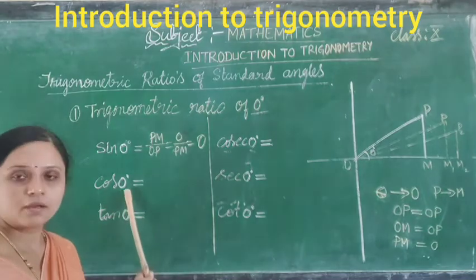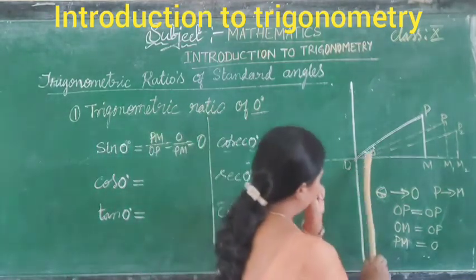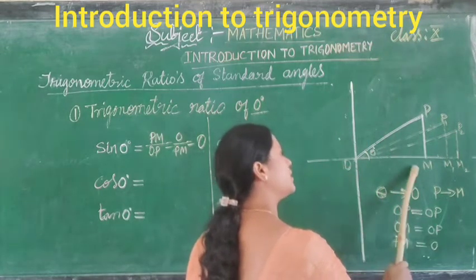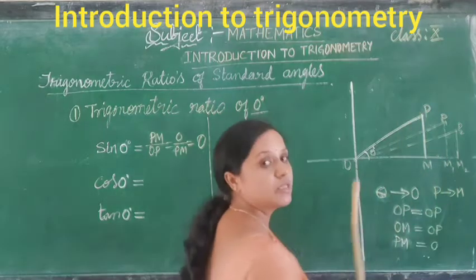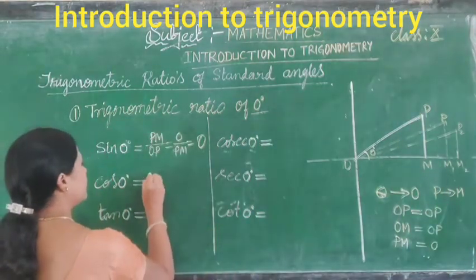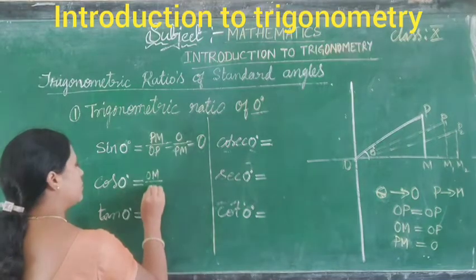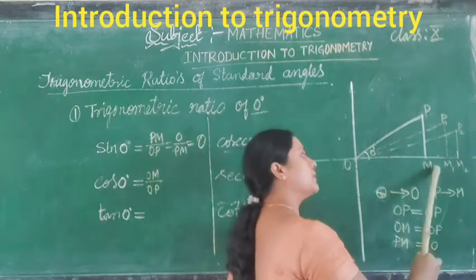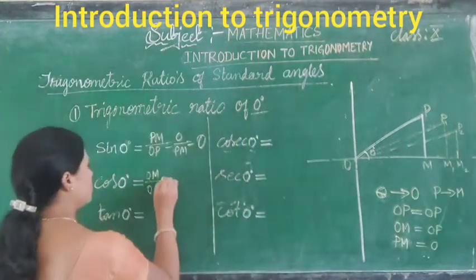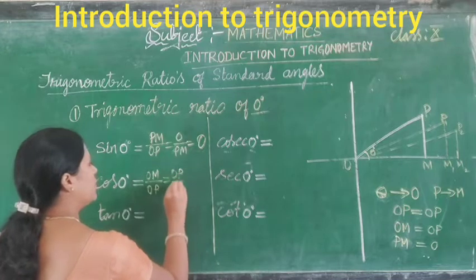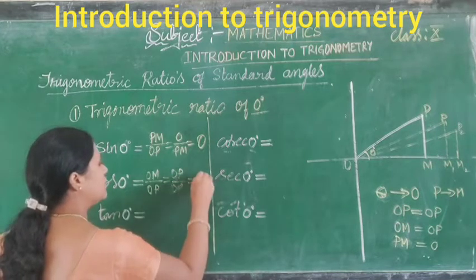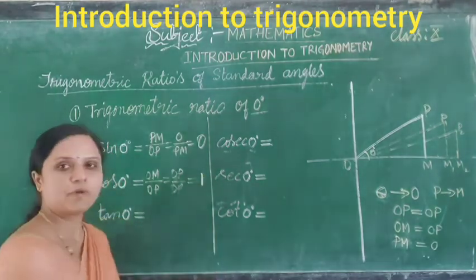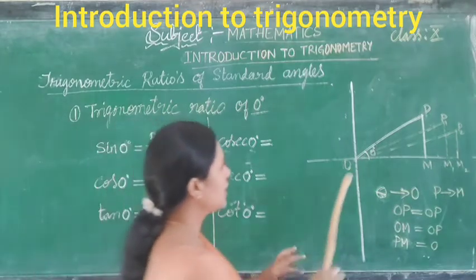Next we go to cos 0. Cos 0 is equal to adjacent divided by hypotenuse. Adjacent side means OM, hypotenuse side means OP. So OM divided by OP. You can see OM is equal to OP, because OP coincides with OM. So it will be cancelled and we get 1. So cos 0 is equal to the value 1.